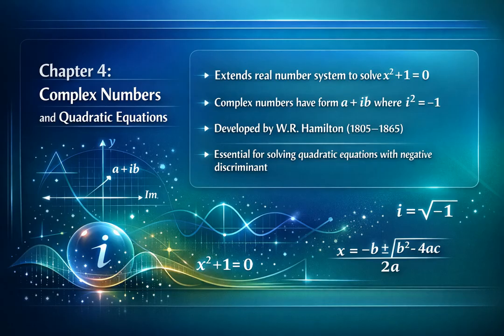Welcome to Chapter 4, complex numbers and quadratic equations. We know that x squared plus 1 equals 0 has no real solution since squares are always non-negative. To solve such equations, we extend the real number system to include complex numbers. This powerful extension, developed by W.R. Hamilton, allows us to solve all quadratic equations.